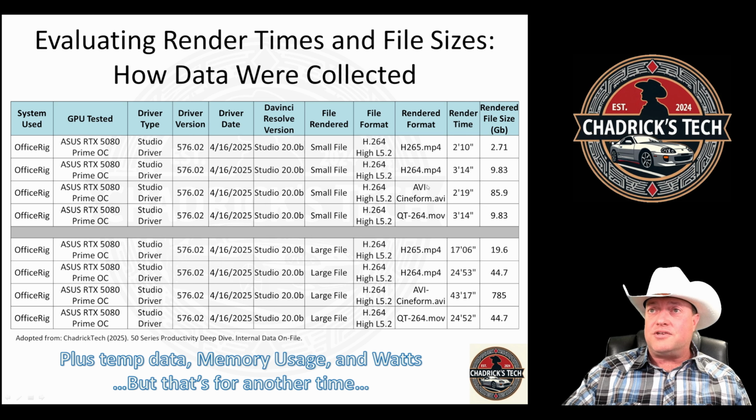Now look at the difference here in the AVI Cineform, the ProRes type stuff. That's 85 gig for the small file, 785 gig for the large file. That will fill up a terabyte SSD for the Cineform AVI codec and extension. When you're looking at H.265 versus H.264, you've got 20 gig versus 45 gig.